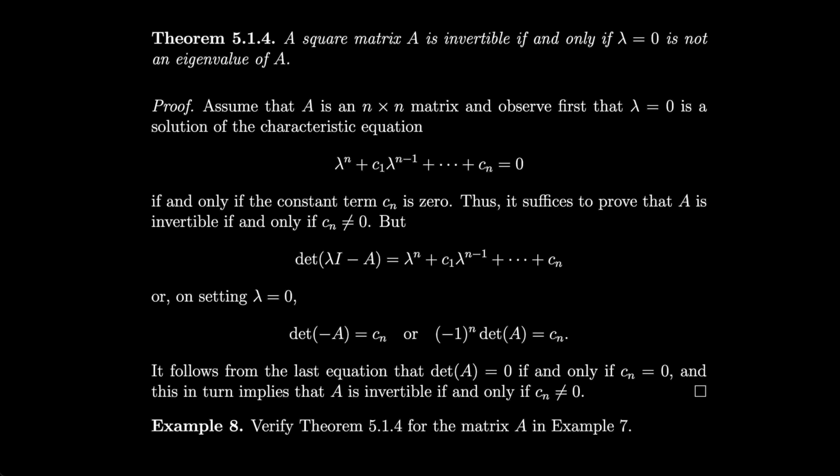So it follows from the last equation that the determinant of A would be 0 if and only if that constant term is 0. So if the constant term is not 0, then that means the determinant is not 0 and it's invertible. If the constant is not 0, then that means that lambda equals 0 is not a solution, so it's not an eigenvalue. So there we go, we're done.